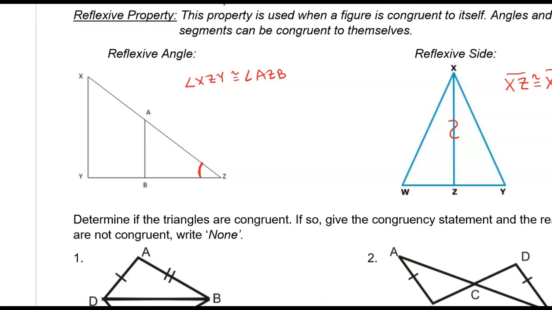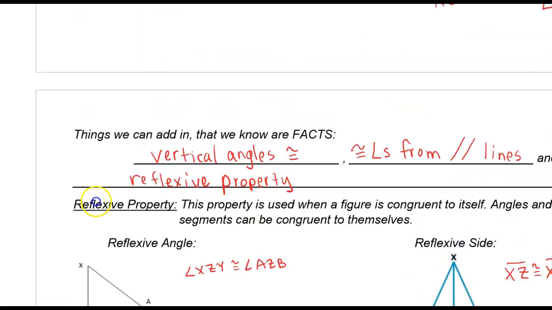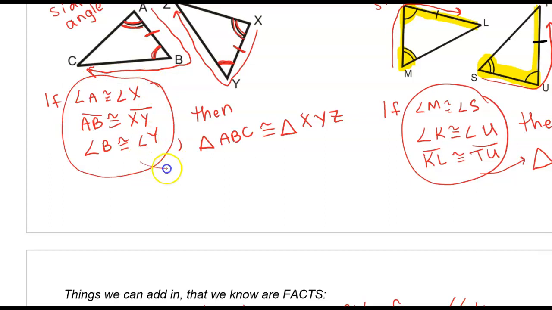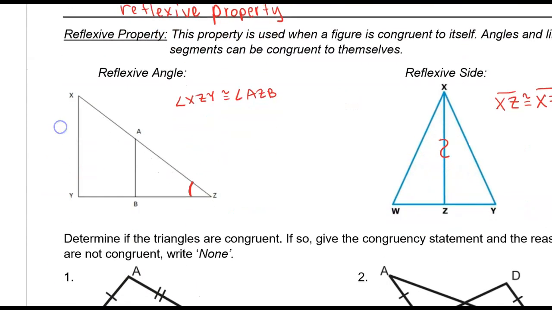So you remember from the previous page, I'm going to scroll back to the previous page. We needed 3 sentences before we could say triangles congruent. Over here I have 3 sentences before I could say triangles congruent. So what's going to happen is we're going to use this reflexive property to get one of those 3 sentences.